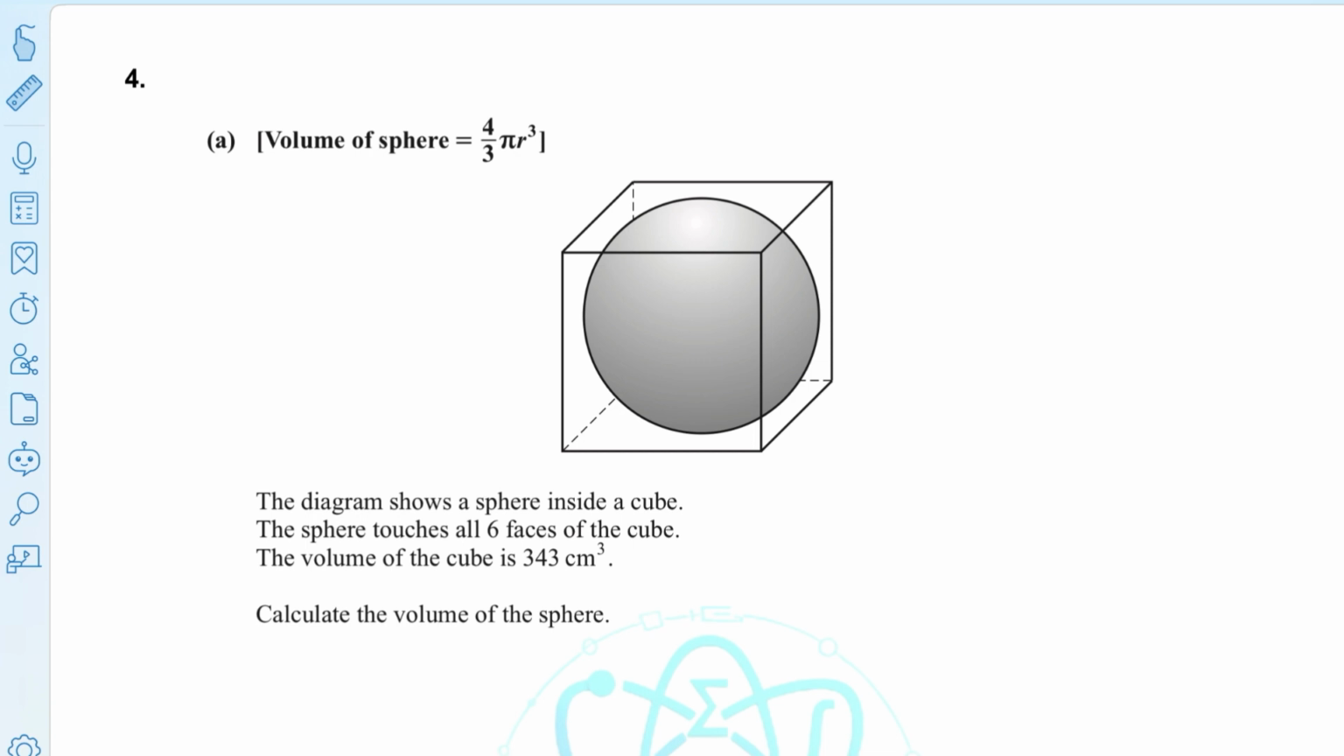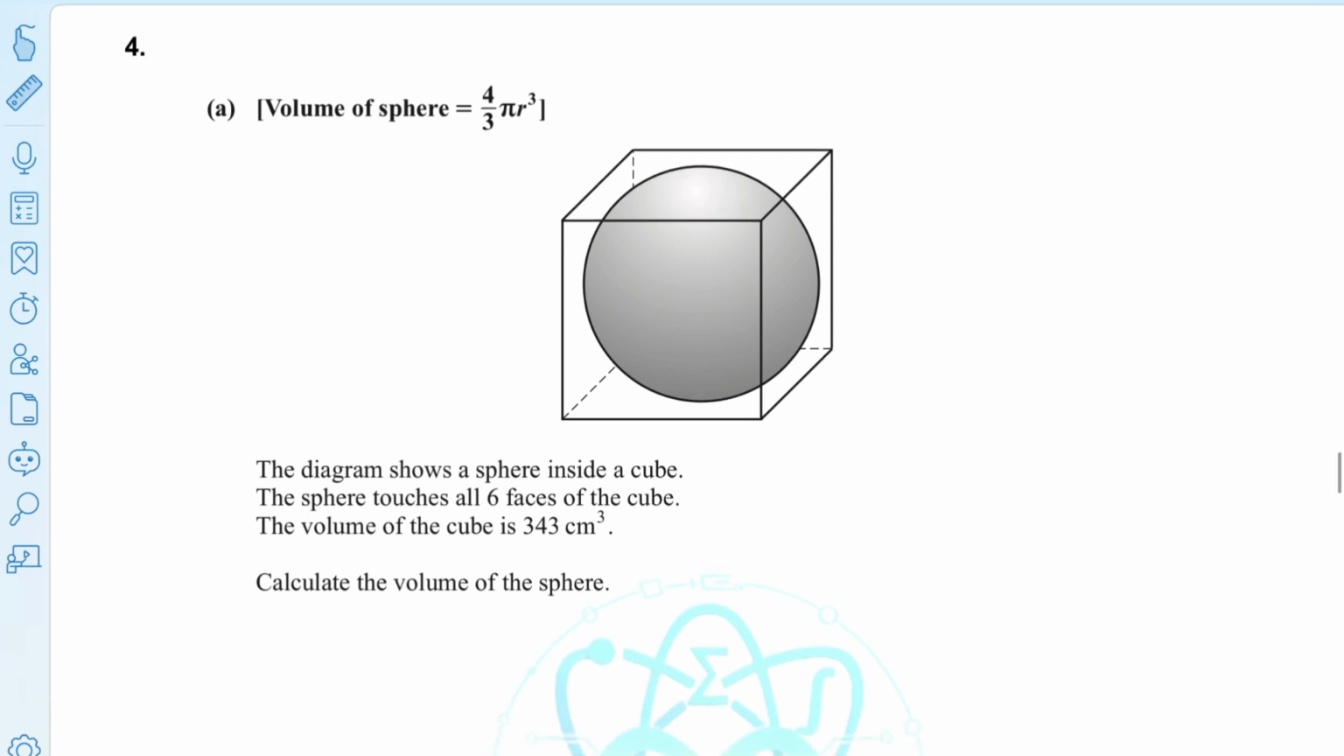Okay, next, question number 4. Question number 4 is given that there is a sphere, right? The diagram shows a sphere inside the cube. The sphere touches all the 6 faces of the cube, and the volume of the cube is given as 343 centimeter cube. Calculate the volume of the sphere. That is the question.